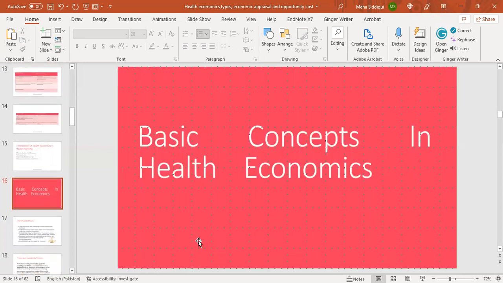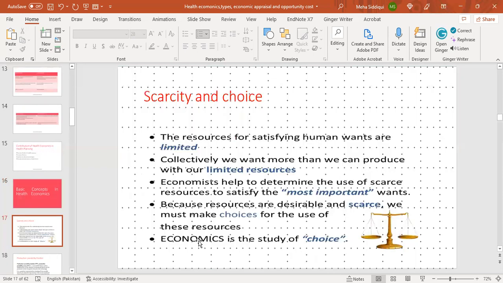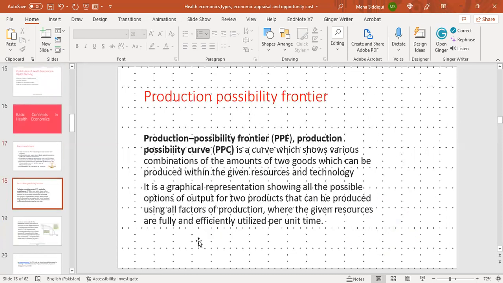Basic concepts in health economics. First comes scarcity and choice. The resources for satisfying human wants are limited. Collectively, we want more than we can produce with our limited resources. So, economists help to determine the use of scarce resources to satisfy the most important wants. Because resources are desirable and scarce, we must make choices for the use of these resources, and economics is the study of choice.